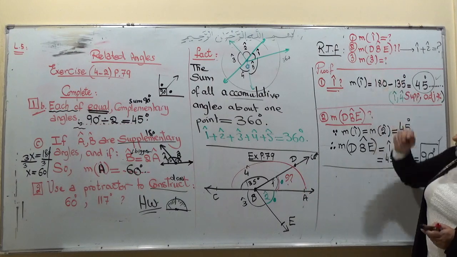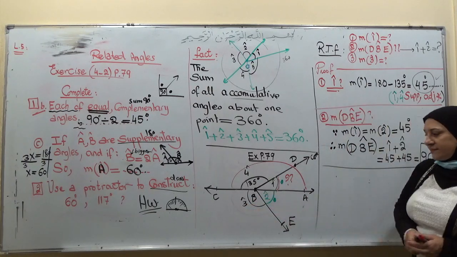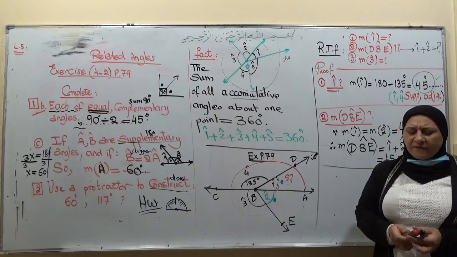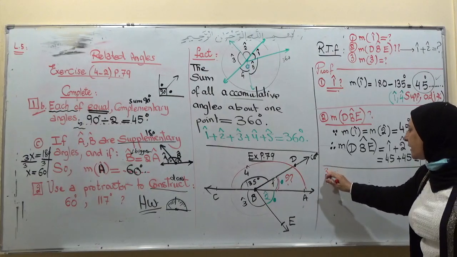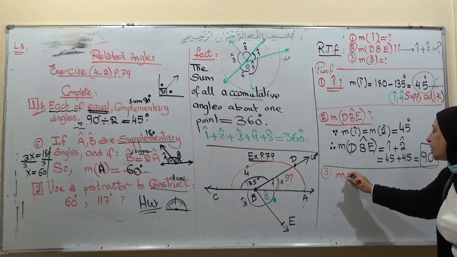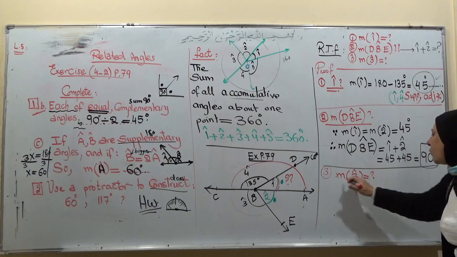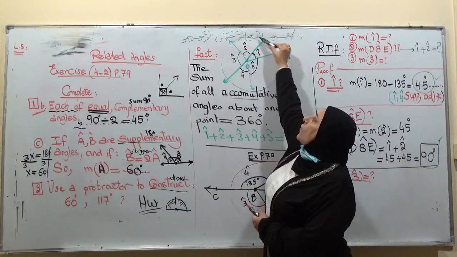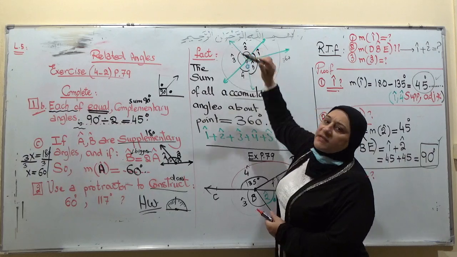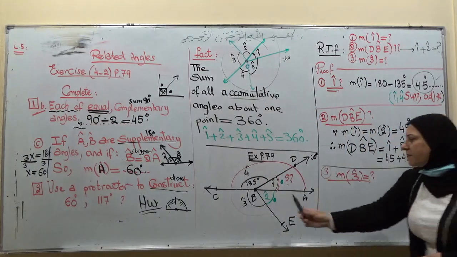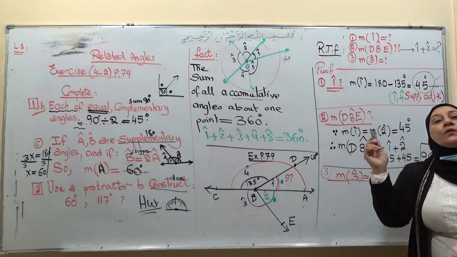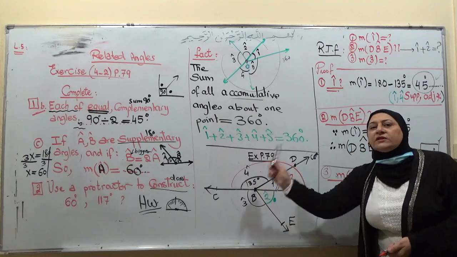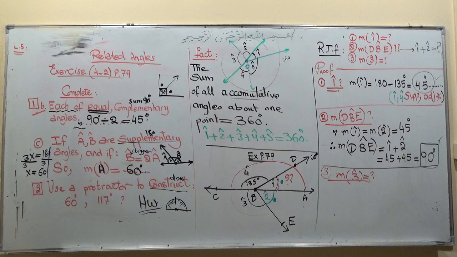Number 3, I want from you angle 3. You see this angle 3? How can I find it directly in 1? Number 3, I find the measure of angle 3. The measure of angle 3 is required. You remember this fact? Yes. The sum of all angles around one point is 360 degrees. So 360 minus, minus, minus. You subtract this angle and that one from the whole because they are accumulative angles.